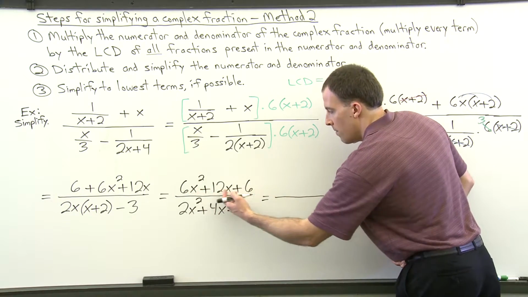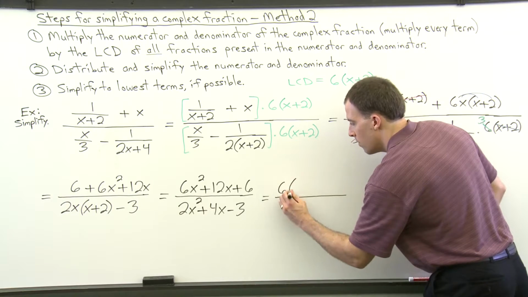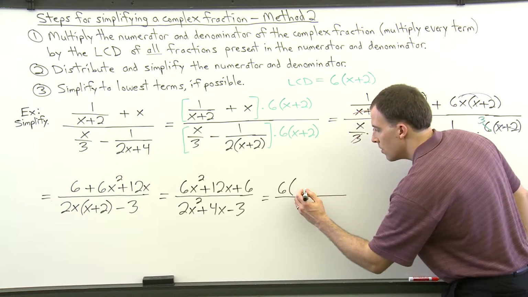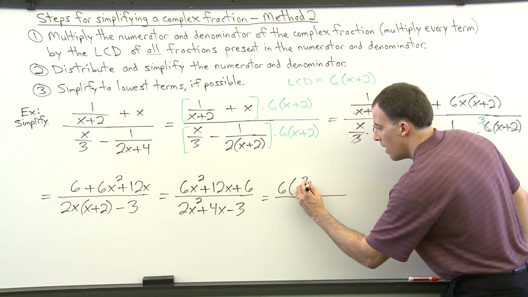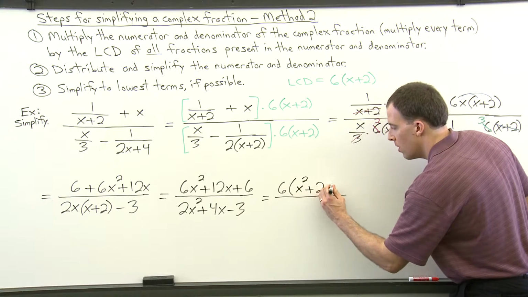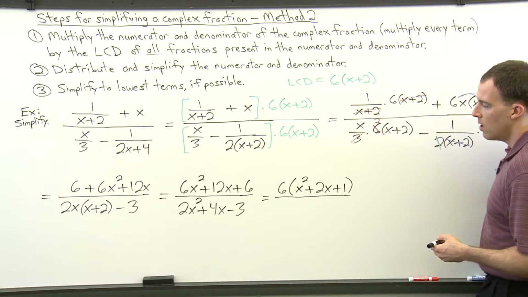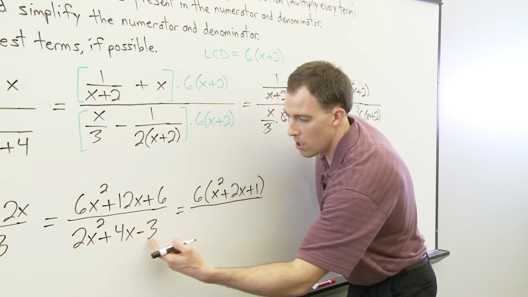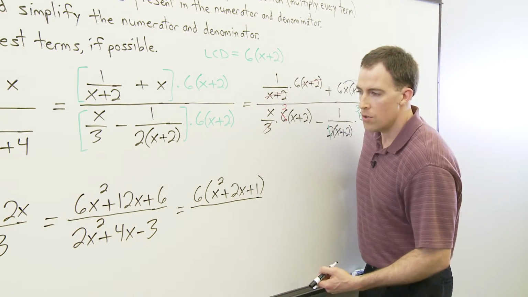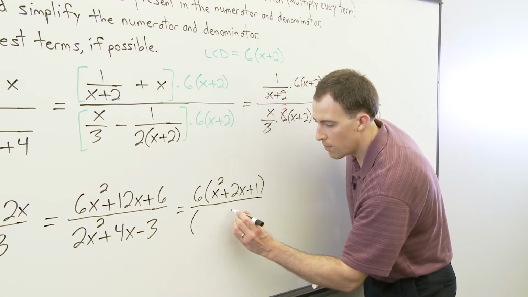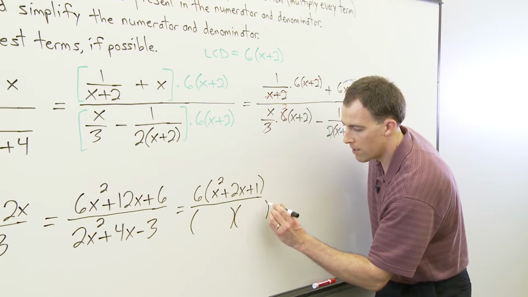I'm noticing there's a common factor of 6 among all three terms in the numerator that we can factor out. So let's factor out that 6 there, and we would have x squared plus 2x plus 1 in parentheses after factoring out a 6. As for the denominator, there's no common factor, so maybe we can set up two sets of parentheses and try to factor the trinomial.